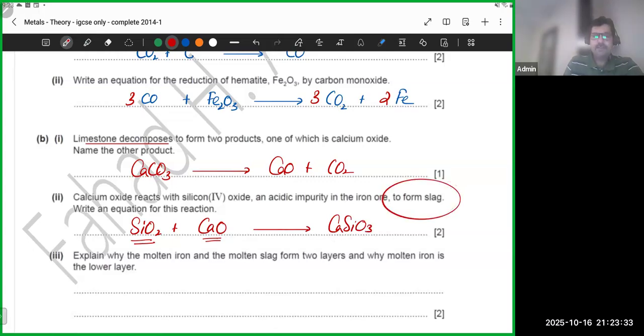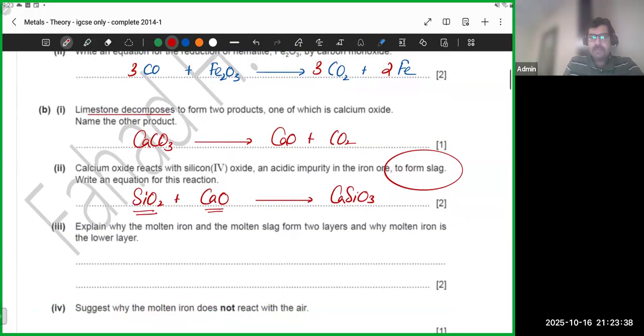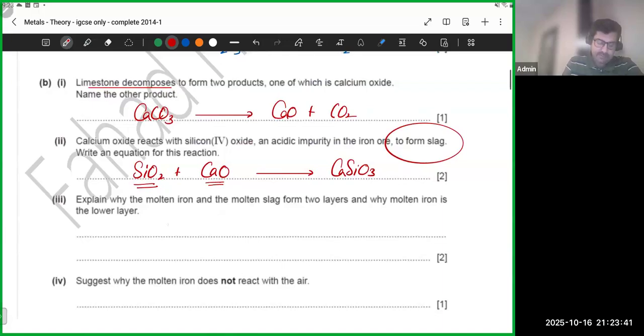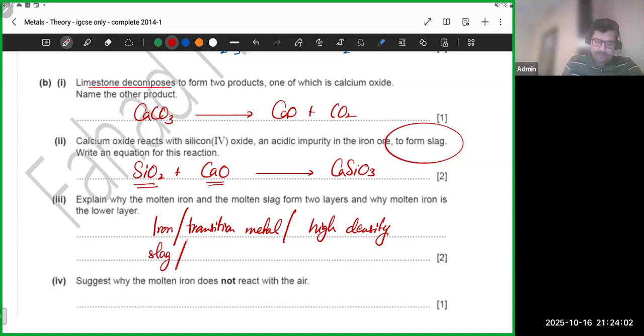They ask to explain why the molten iron and the molten slag form two layers and why molten iron is the lower layer. Iron is a transition metal, so it has a very high density. The slag is low density, so hence it floats on top.